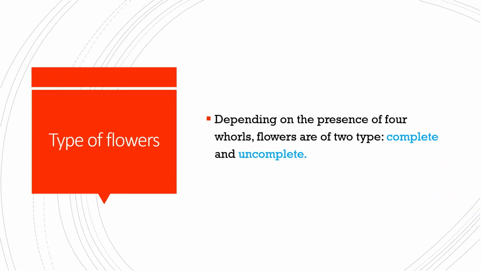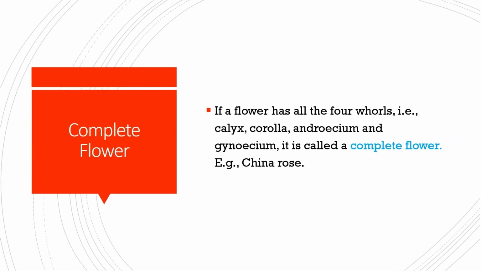Types of a flower. Depending on the presence of 4 whorls, flowers are of 2 types, complete and incomplete. Complete flower. If a flower has all the 4 whorls, that is calyx, corolla, androecium and gynoecium, it is called the complete flower. Example, China rose.